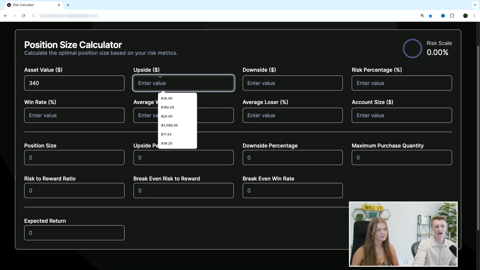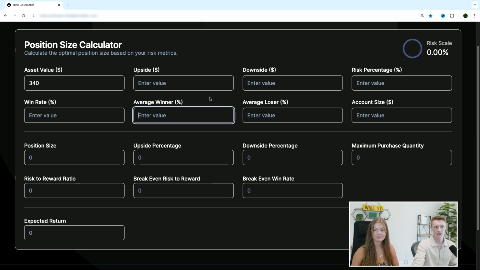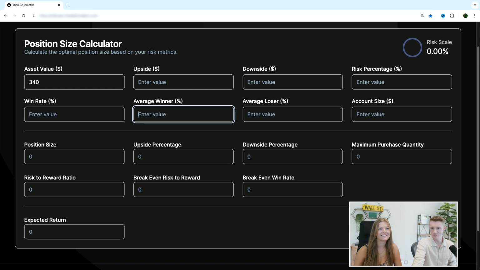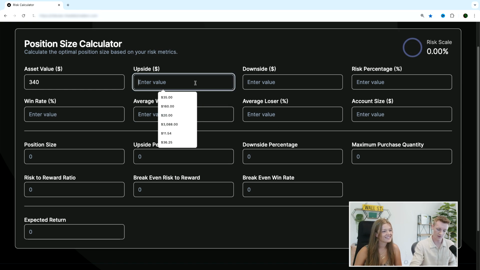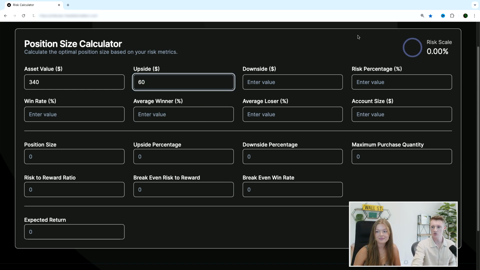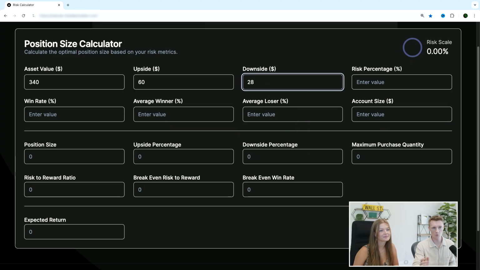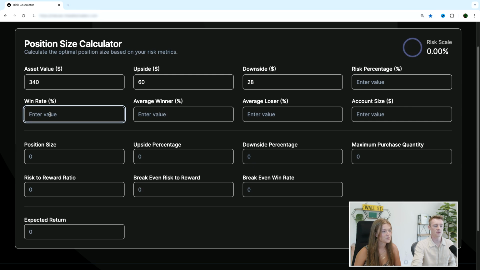What is our upside in dollars? How much are we going to make if we are right? $60, it's moving. So $60. We're going to make $60. How much are we going to lose if we're wrong? 28.44. Okay, we'll just round down. So $28.